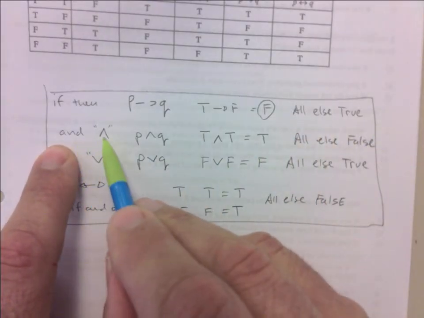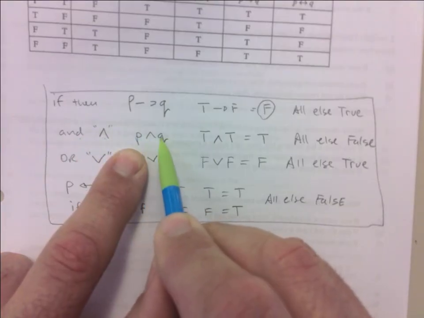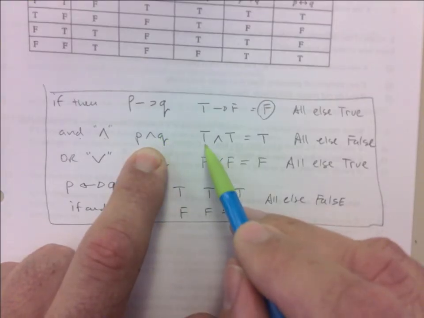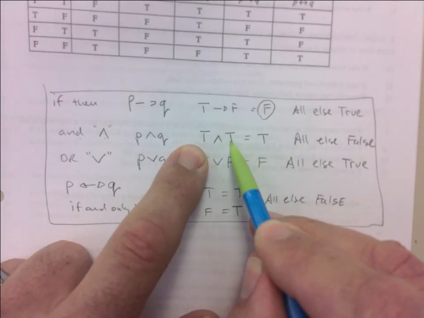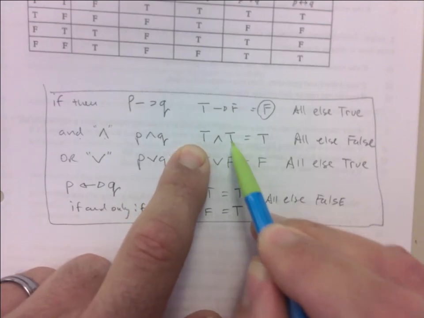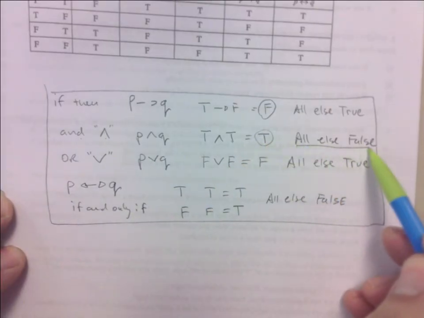If you have the and, P and Q, the only time you're actually truthful is if you do both things. If both things that you promised you were going to do are true, then it's the only true case. All else is false.